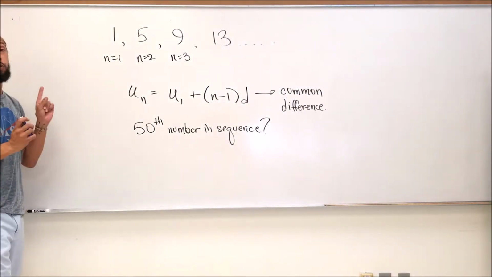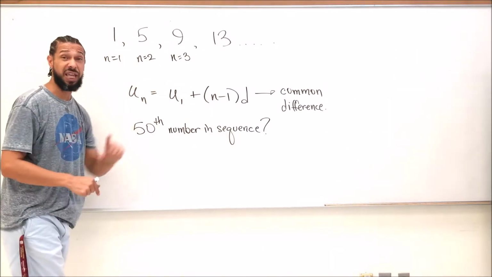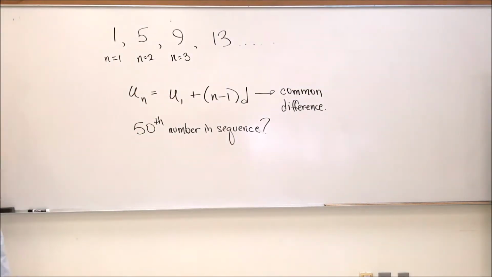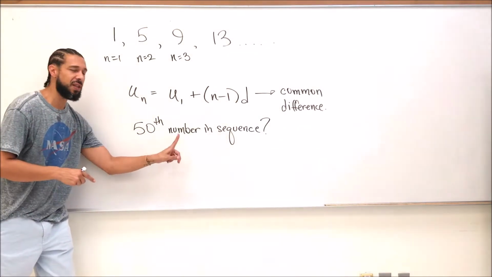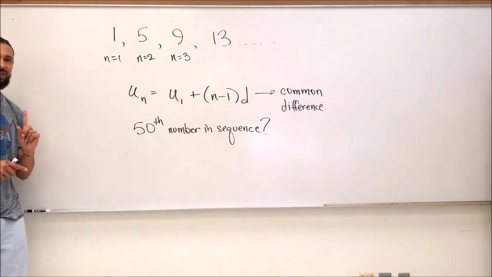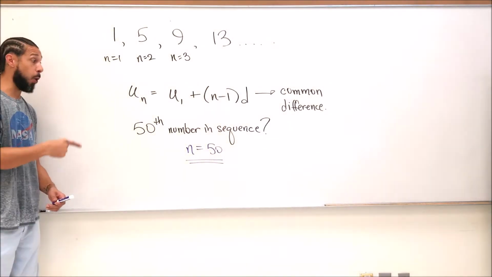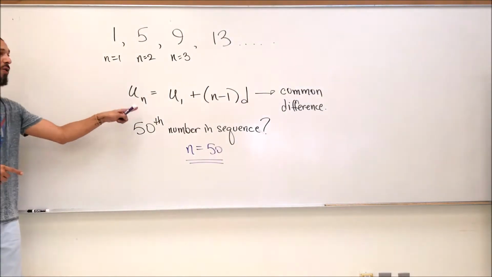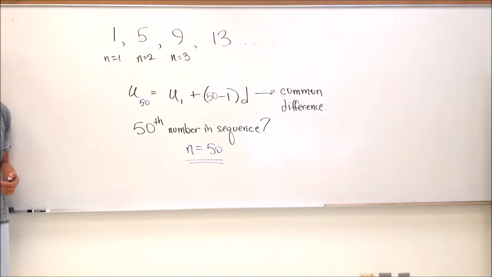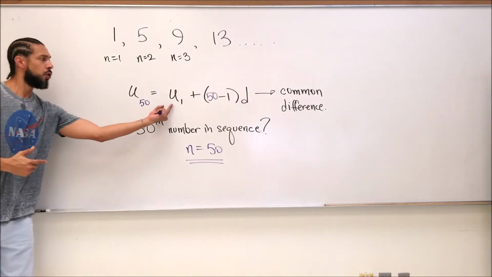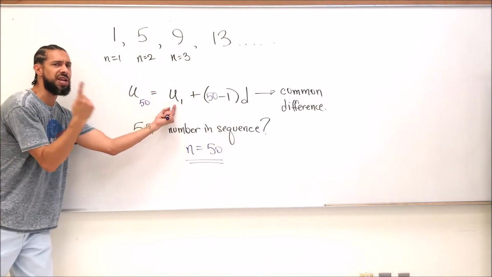What if I wanted to know the 50th number in this sequence? Well, I will use this formula to find out. So here we go. If I want to know the 50th number in the sequence, isn't that number's place in line? Bang! So n equals 50. So everywhere I see n in this equation, guess what I'm going to replace it with? That's exactly right, 50.